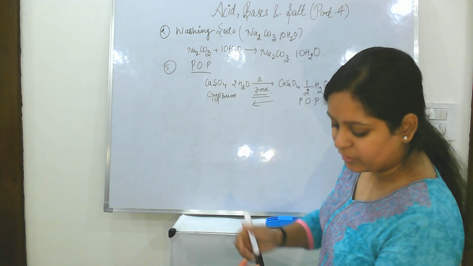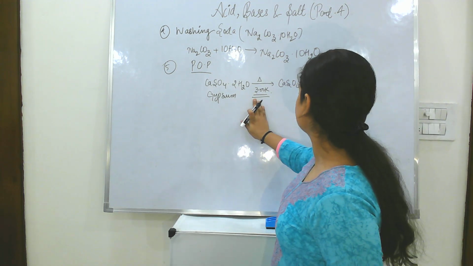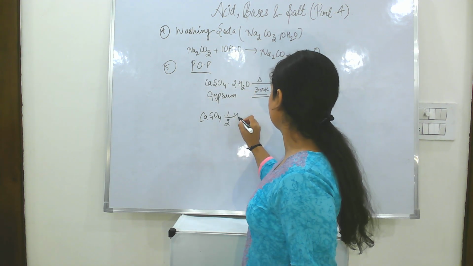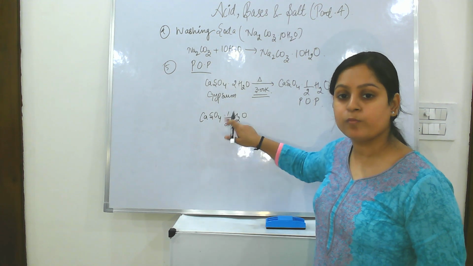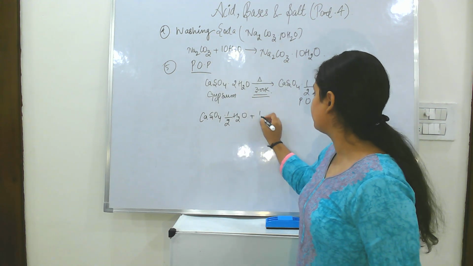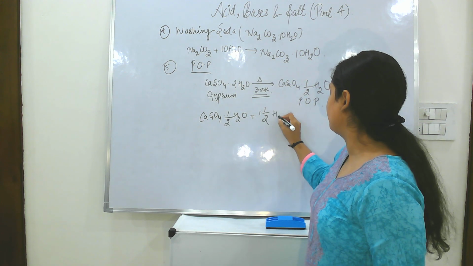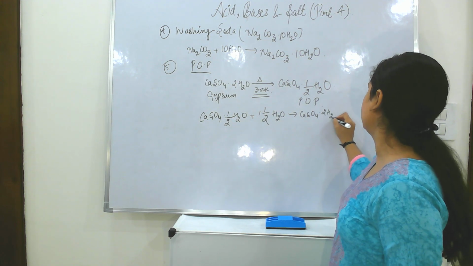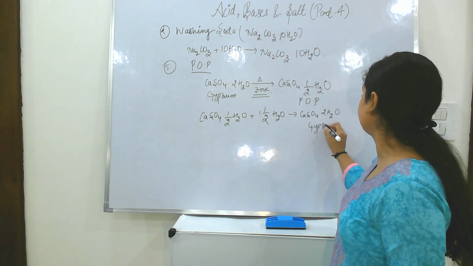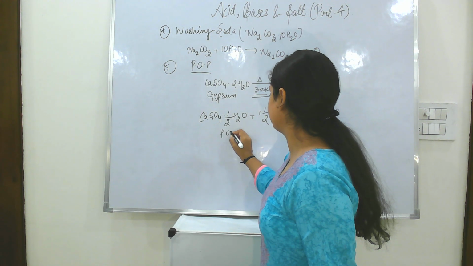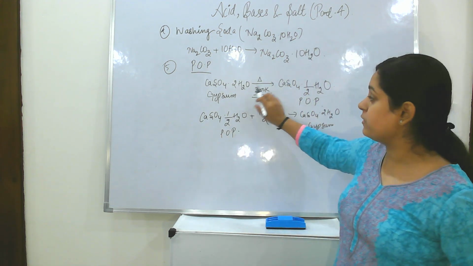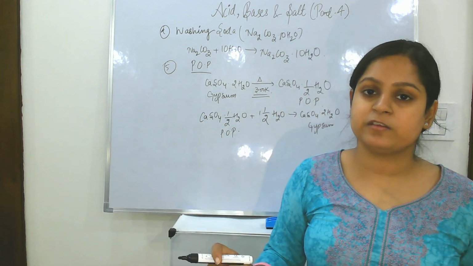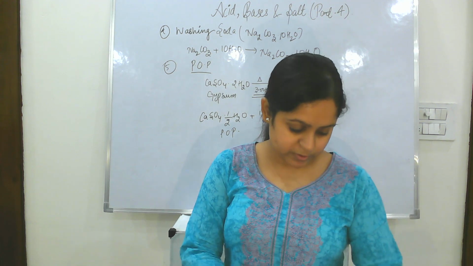Yes, also how is this a reversible reaction? When CaSO4 dot half H2O already has half H2O, how much does it require to make it 2H2O? It will give CaSO4 dot 2H2O. This is gypsum and this is POP. And whenever we mix POP in water, so much heat is released. So that means this reaction is an exothermic reaction.